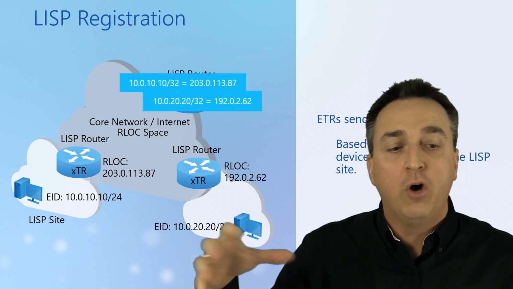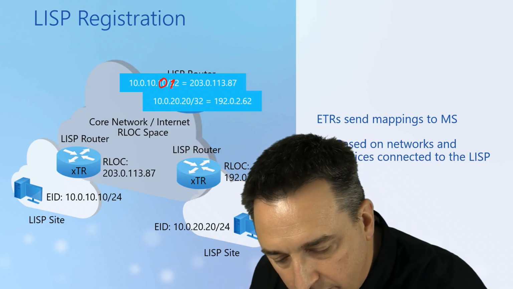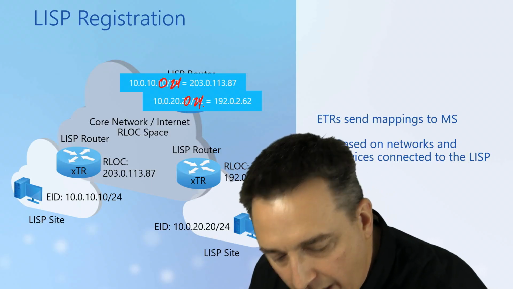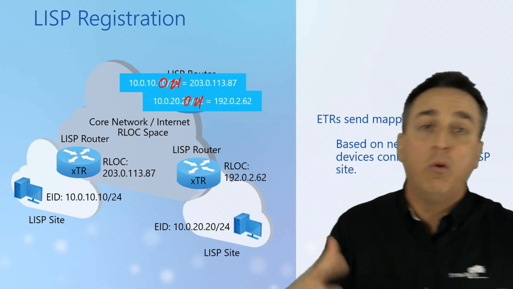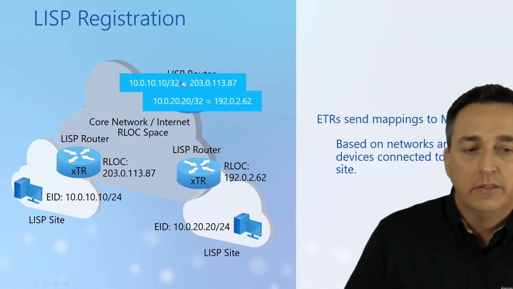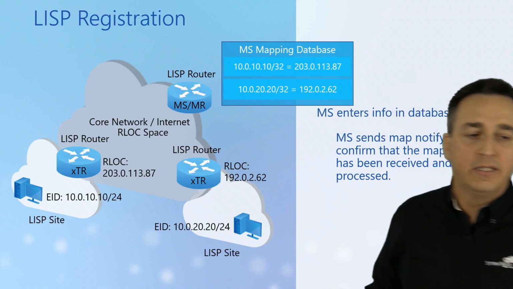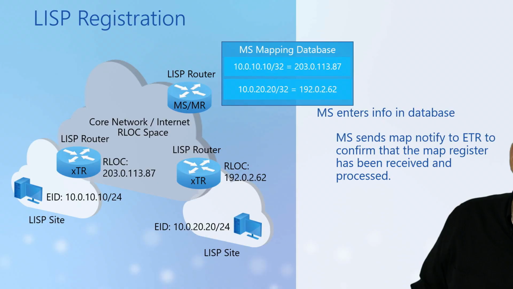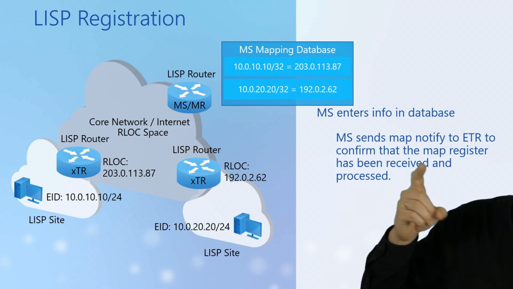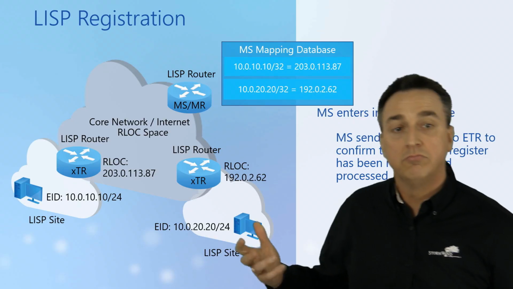Now remember, if these were all in their home networks, then we would be seeing things like this instead. If you're not in your home networks, then you're going to get some individual entries that are added as /32s. So now we have our mapping server database as an example. We enter the info in our database, and the mapping server sends a map notify to the ETR to confirm that the map register has been received and processed. Perfect.